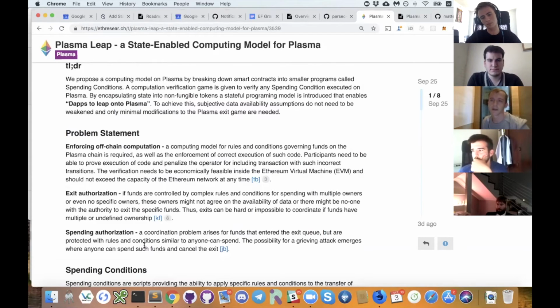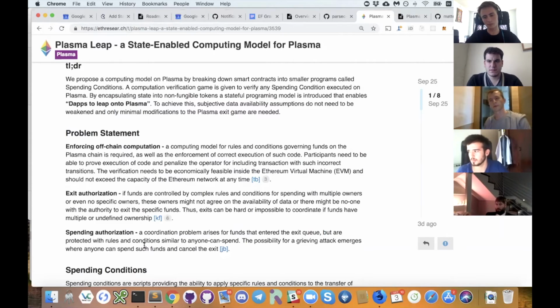On top of that, if things don't have a clear owner, then the exit authorization, so who's allowed to exit a token, becomes very difficult, and also the spending authorization. Let's say I have something in the exit, and then someone else, for example the operator, who can also do state transitions on my contract, because it's an anyone-can-spend situation, can just spend from it and invalidate my exit.